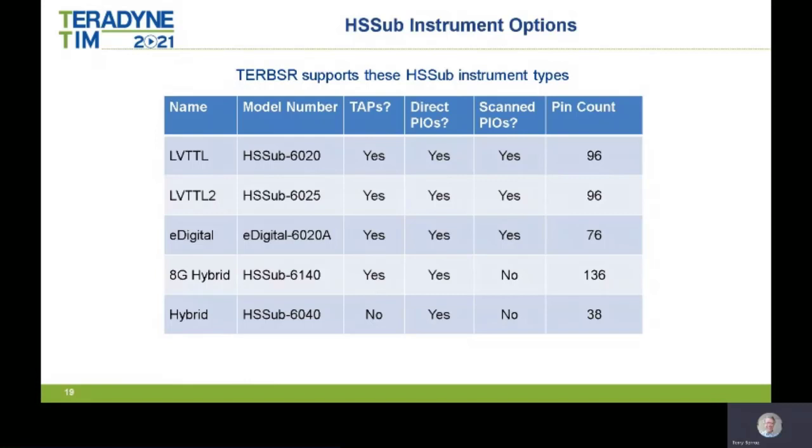The third row, the E-digital instrument, is identical to the original 6020 in row 1, but with different physical packaging that only brings out 76 pins. So the top 3 rows are all variations of the same instrument. Then there is the 8G hybrid 6140 on row 4. This is a new instrument with a new generation FPGA, but once again, its boundary scan implementation is very similar to the rows above it. The last row, the hybrid 6040 instrument, is usable with boundary scan, but only to provide direct PIOs.